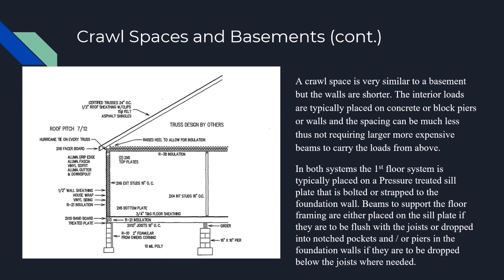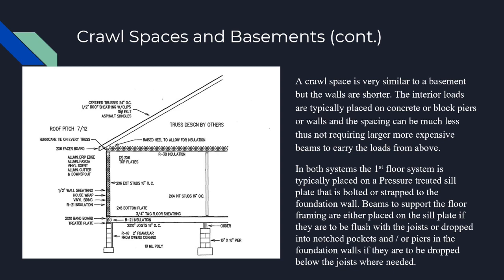A crawl space is very similar to a basement, but the walls are shorter. The interior loads are typically placed on concrete or block piers or walls, and the spacing can be much less, thus not requiring larger, more expensive beams to carry the loads from above.